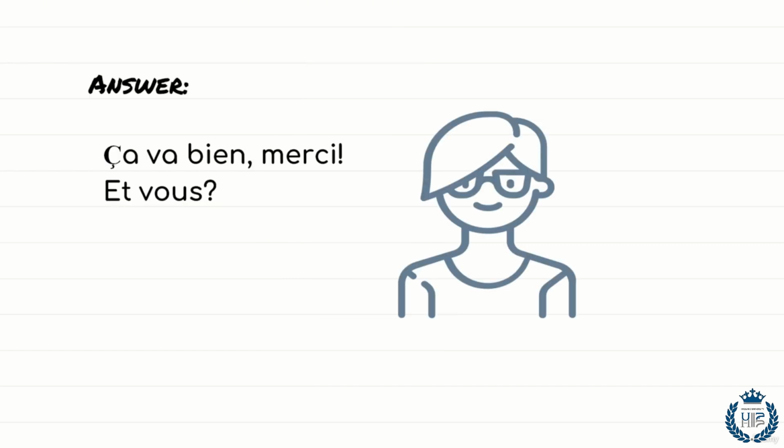Okay, so for these questions, how do we reply to them? To be formal, we can say ça va bien, merci. Et vous? Ça va bien, like we learned, means it's going good. Merci means thank you. And et vous? And you? Vous is our formal way of saying you. You can answer this question like that. Ça va bien, merci. Et vous?